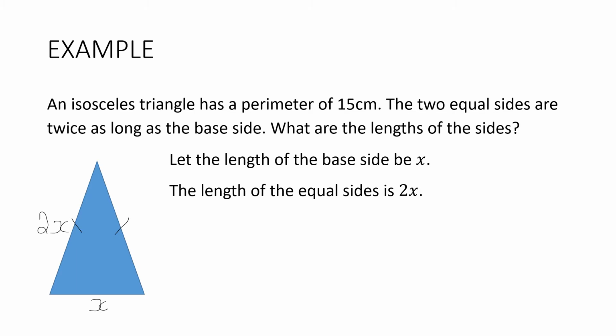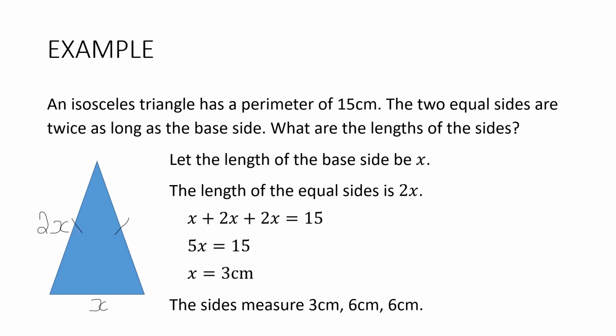Now let's set up an equation. It says the perimeter is 15 centimeters, so that's x plus 2x must equal 15. Let's tidy this up. This is 5x equals 15. Divide both sides by 5 and x is equal to 3 centimeters. Now look up here at the question. It asks us what the lengths of the sides are. Doesn't just ask us what x is. So we have to give all three sides. The sides measure 3 centimeters, 6 centimeters, and 6 centimeters.